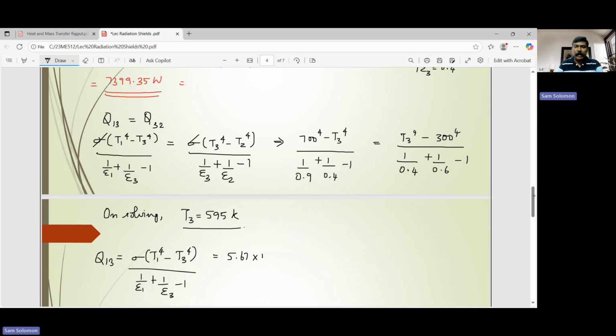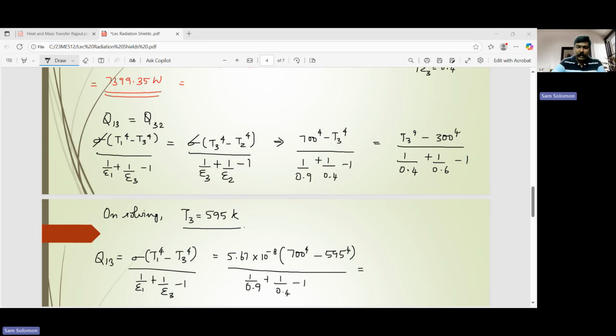So 5.67 into 10 to the power minus 8 into (700 to the power 4 minus 595 to the power 4) whole divided by (1 by 0.9 plus 1 by 0.4 minus 1). Let me use the calculator and see what I get for this. So that is 700 to the power 4 minus 595 to the power 4, into 5.67 into 10 to the power minus 8, divided by 1 by 0.9 plus 1 by 0.4 minus 1. So that gives me 2492.14.